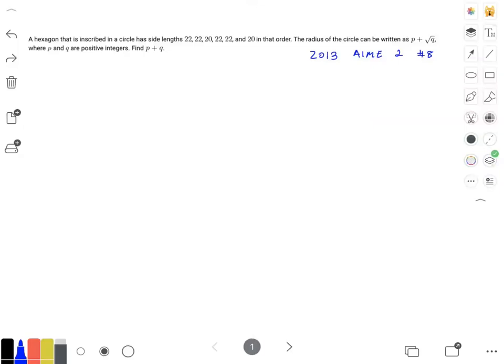So a hexagon is inscribed in a circle and has side lengths 22, 22, 20, 22, 22, 20 in that order, and we want to find the radius of the circle.